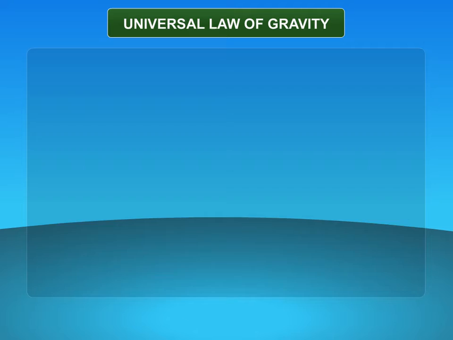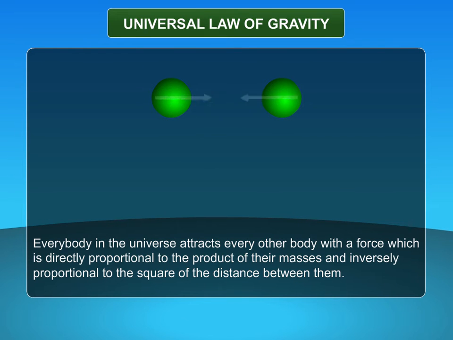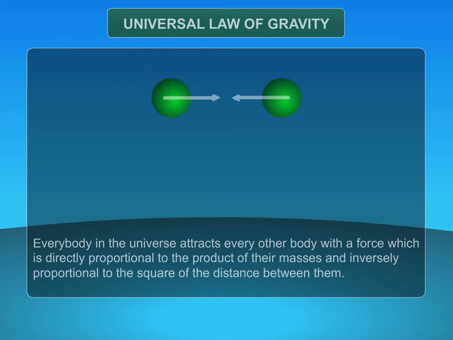Universal law of gravity. The universal law of gravity was given by Newton. The universal law of gravitation states that between each and every object in this universe there is a force of attraction, which is called the gravitational force, that is always directly proportional to the masses and inversely proportional to the square of the distance between them.